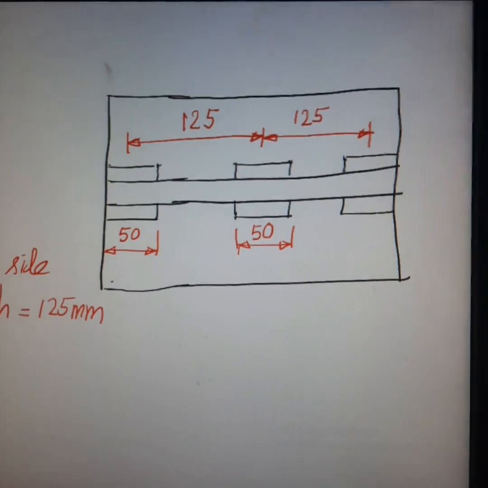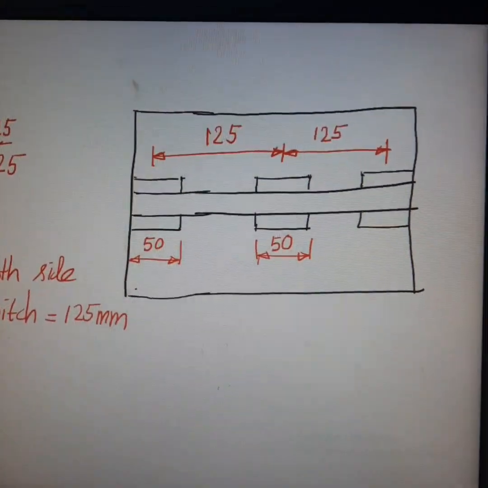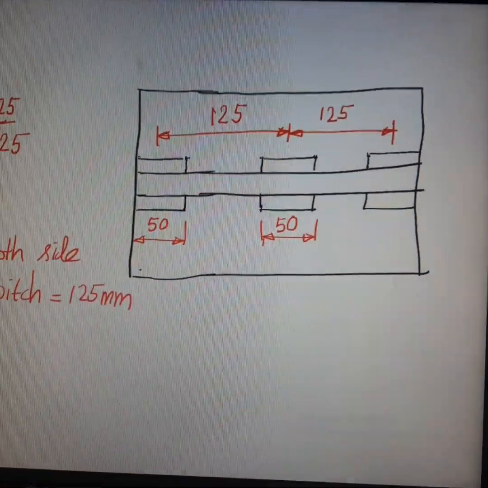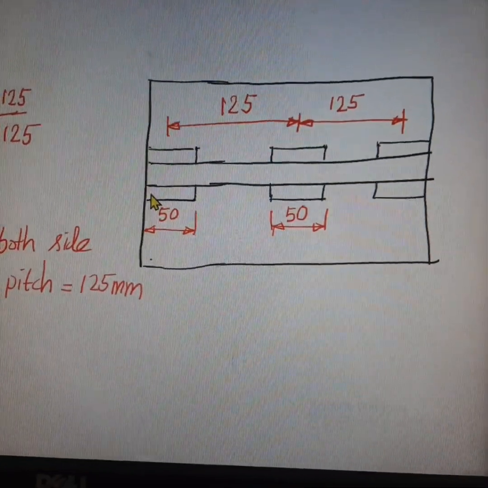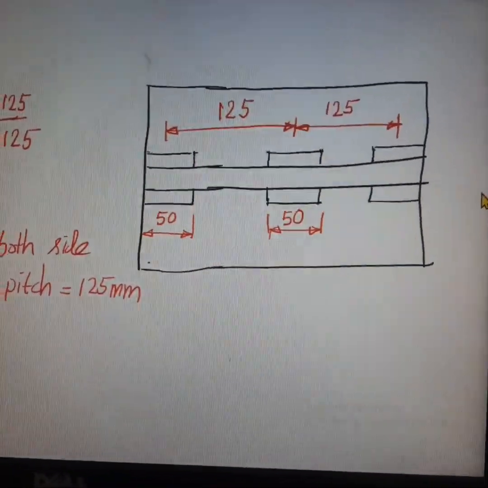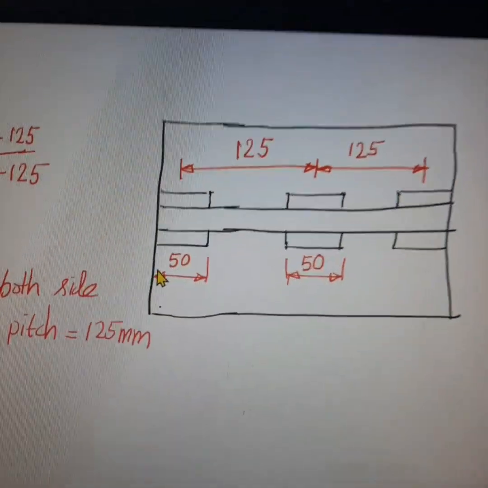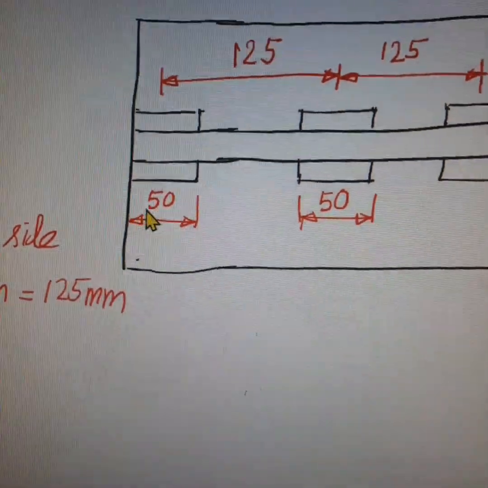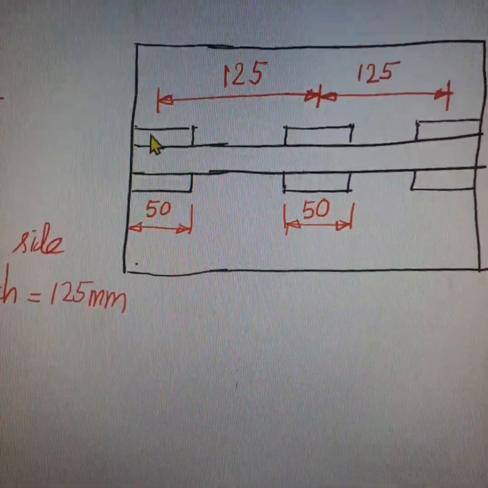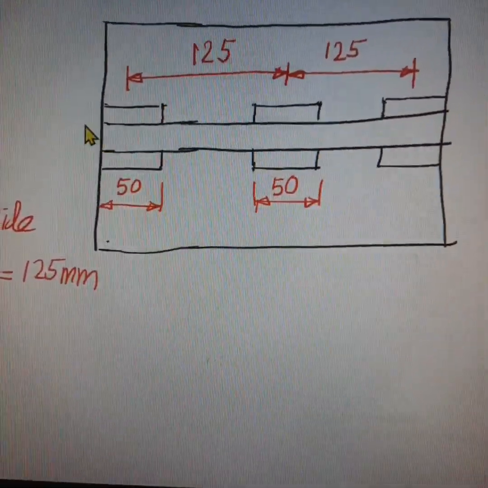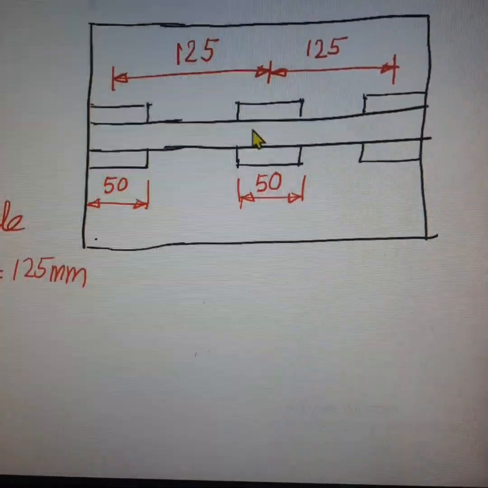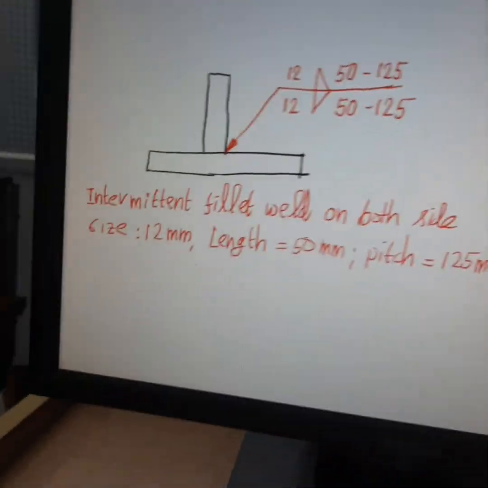Suppose you want to perform intermittent welding. You are not going to do the welding for the entire length of the joint. So the length of the intermittent weld is 50 mm and the pitch between two successive intermittent welds is 125 mm. How to indicate this on the drawing?